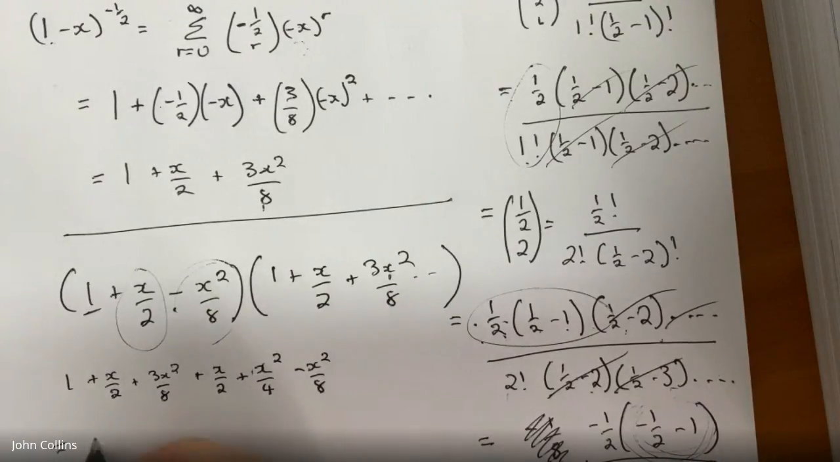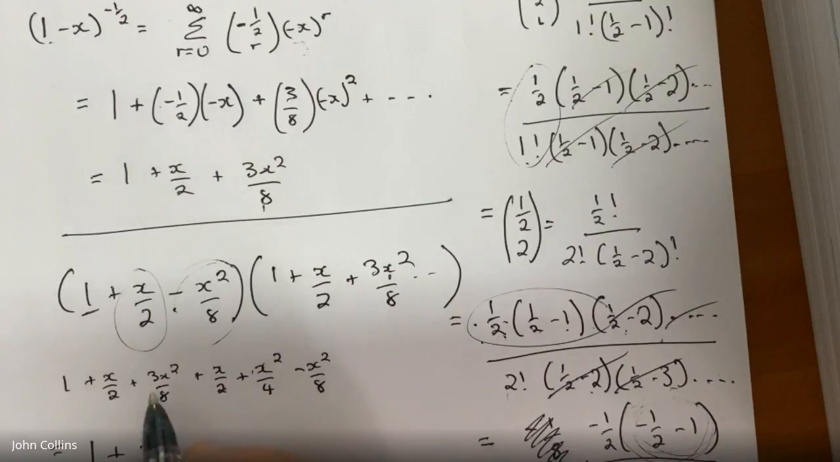Adding like terms, well, 1 is here. After that, x over 2 plus x over 2 is going to be just x, which I wanted, wasn't it? Yes, it was. And now I need an x squared over 2. So 3x squared over 8 plus 2x squared over 8 is 5x squared over 8, take away 1x squared over 8, is going to be 4x squared over 8, which of course is x squared over 2.